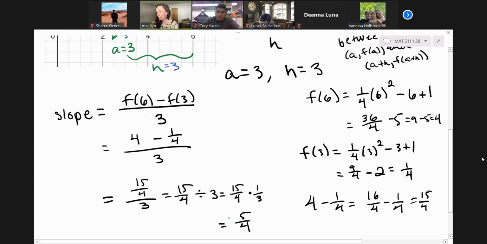So all of this is just evaluating f of 6 minus f of 3. So we can do f of 6 and f of 3 independently, and you can use a calculator for this kind of thing, as long as we get an exact answer, which in this case should be 5/4.